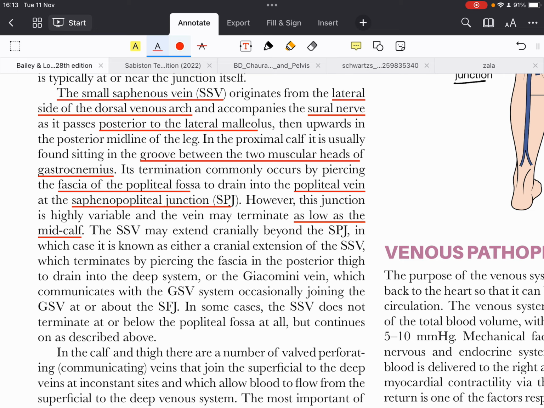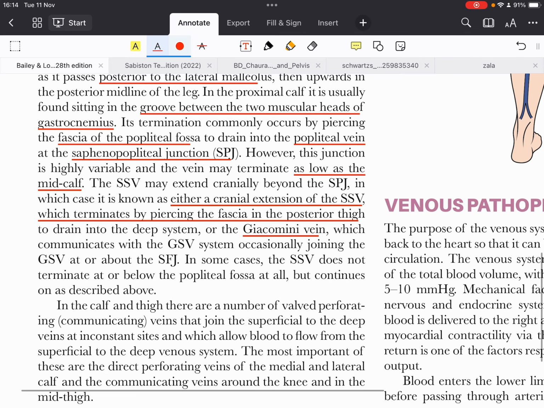The SSV may extend cranially beyond the SPJ, in which case it is known as either a cranial extension of the SSV, which terminates by piercing the fascia in the posterior thigh to drain into a deep system, or the Giacometti vein, which communicates with the GSV system, occasionally joining the GSV at or about the SFJ. In some cases, the SSV does not terminate at or below the popliteal fossa at all, but continues as described above.